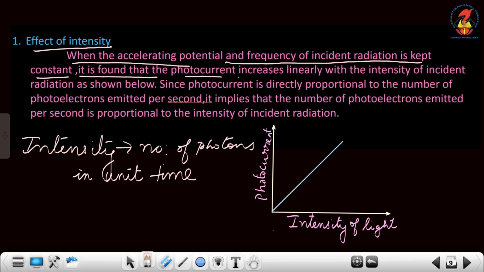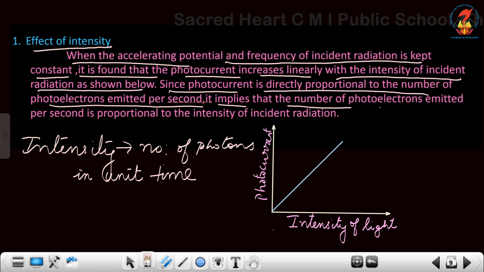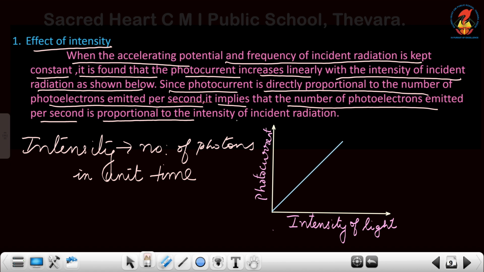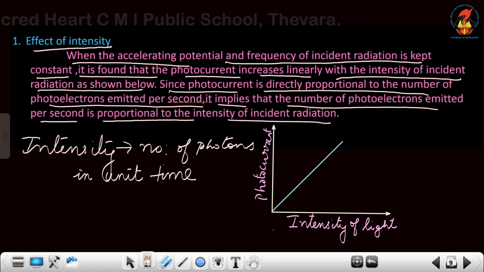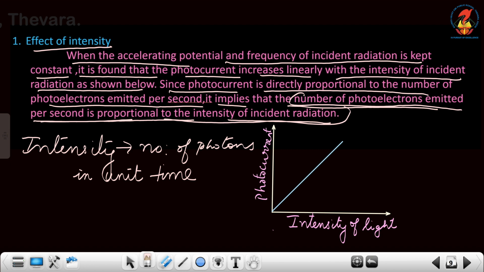It is found that photocurrent increases linearly with the intensity of incident radiation as shown below. Since photocurrent is directly proportional to the number of photoelectrons emitted per second, it implies that the number of photoelectrons emitted per second is proportional to the intensity of incident radiation. The number of photoelectrons emitted per second is proportional to what? Proportional to the intensity of incident radiation.